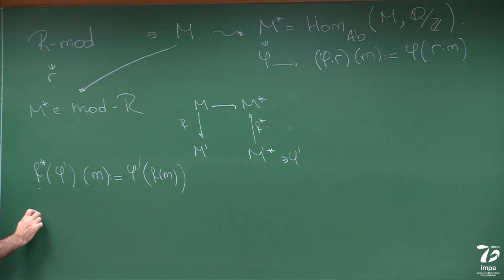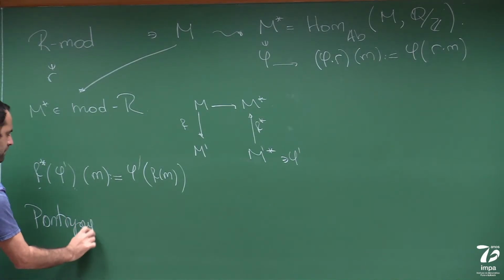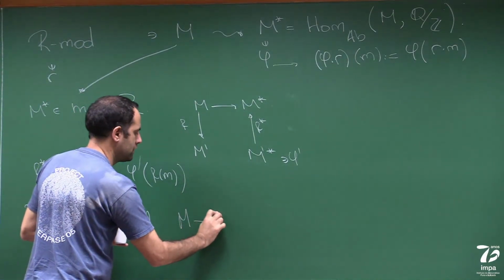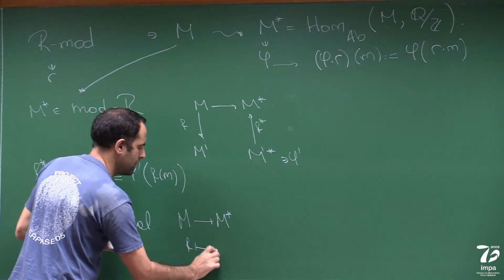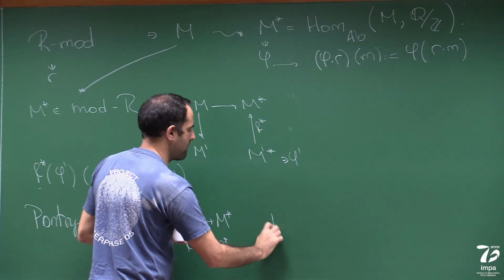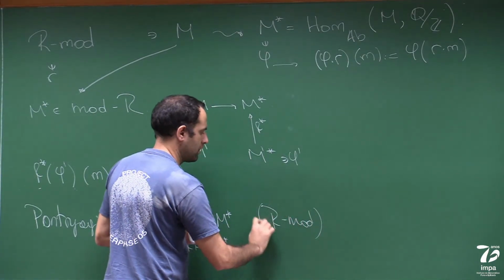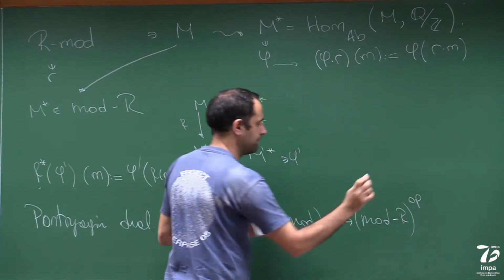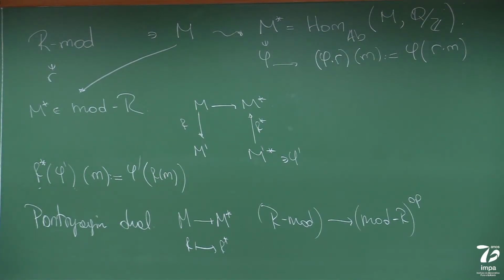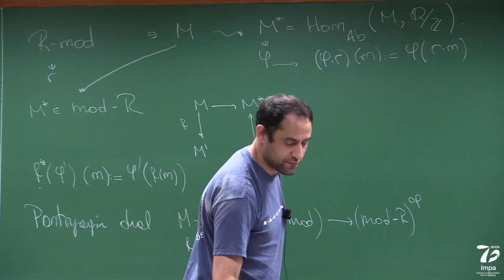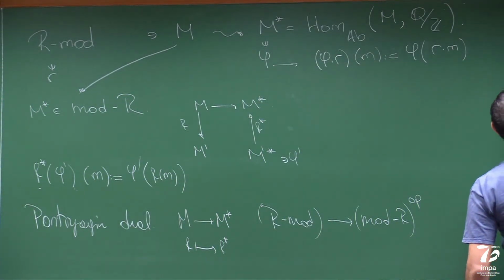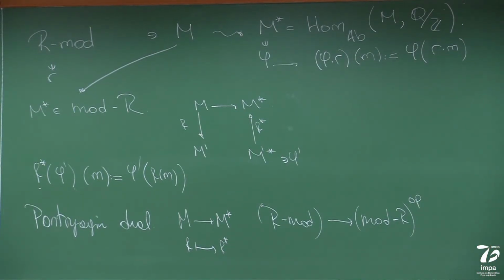So this says that the Pontryagin dual, which sends M to M star and sends F to F star, is a functor from R mod to mod R. Now both are abelian categories, and this functor is exact.